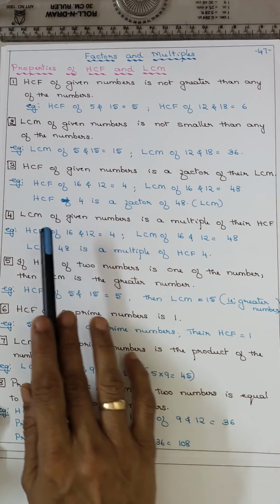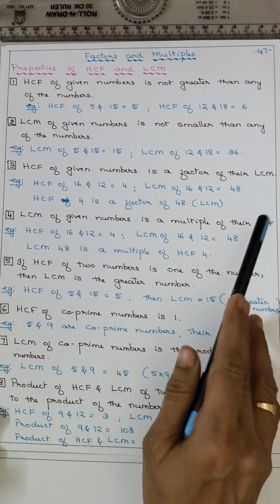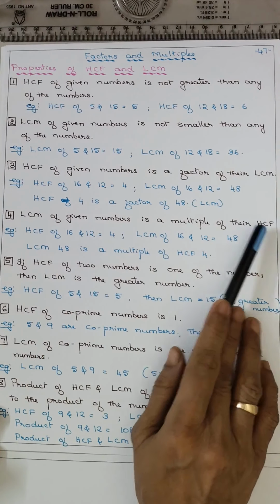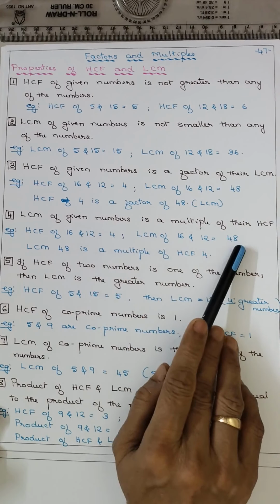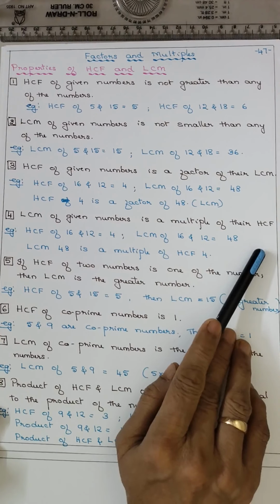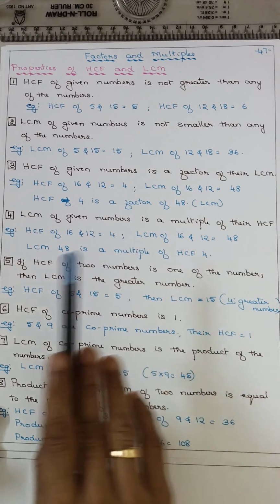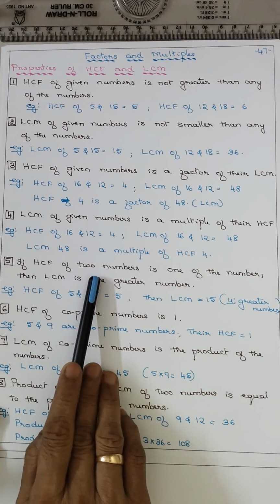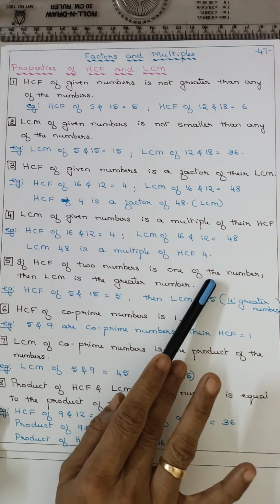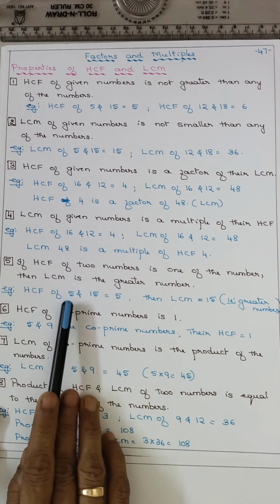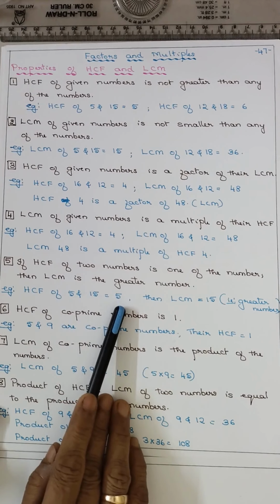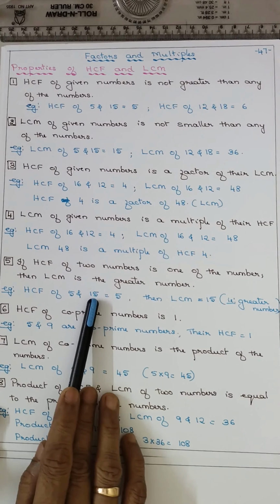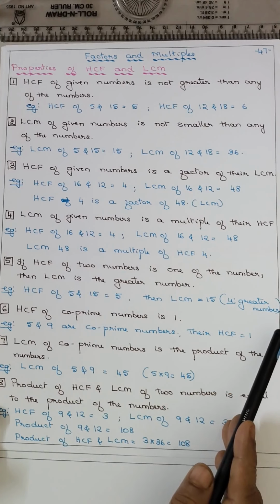और इसका reverse, LCM is the multiple of the HCF. HCF 4 है तो 48 is the LCM. 4 12s are 48. ठीक है, LCM lowest common multiple. Now HCF of the two numbers, if one of the numbers is the HCF, then the other number will be the LCM. जैसे कि इधर 5 and 15 में HCF is 5, then the other number 15, it will be the LCM.